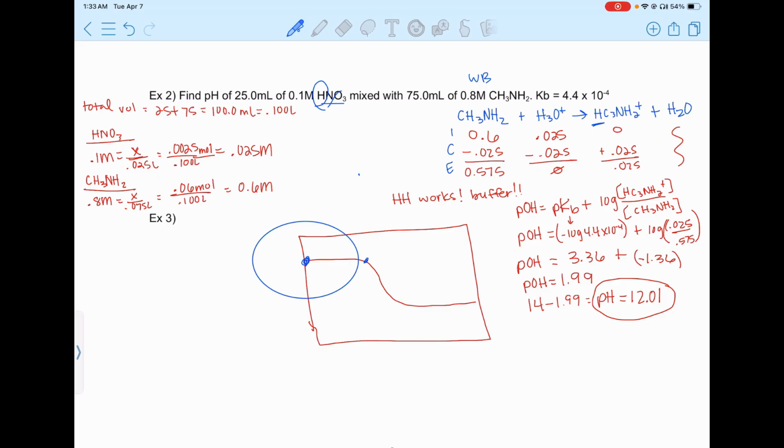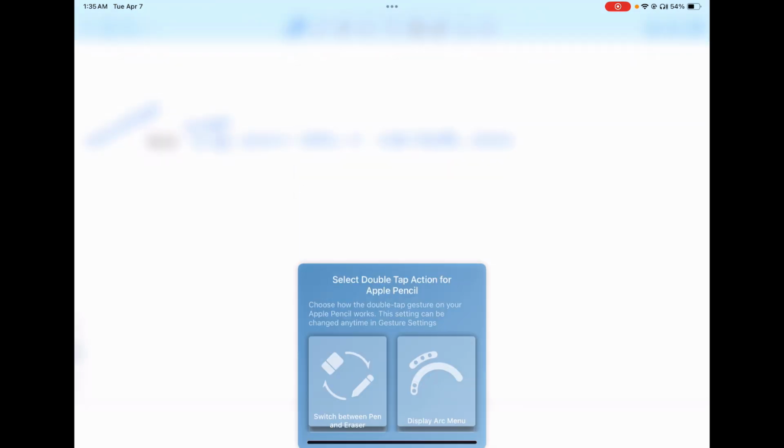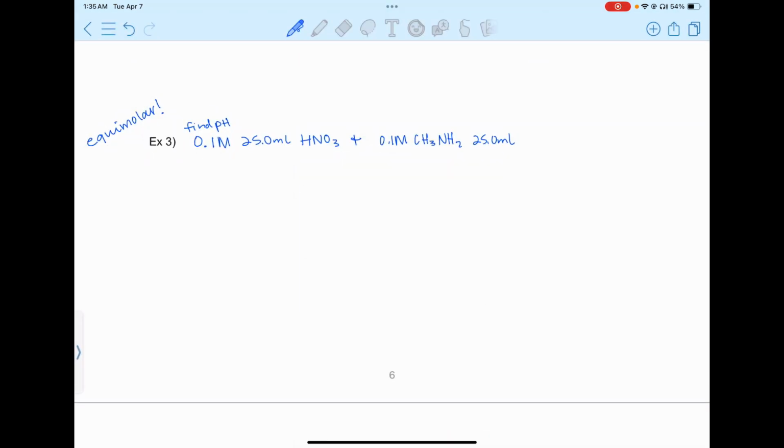All right, moving on to example 3 and our very last problem. Okay, guys, go ahead and take a second and write this one in because it was not included on your original equation sheet. First thing I want you to notice is that we have an equimolar situation again. And these require the longest math. They're not super hard, they just have more steps than the others. So take a second to write that down.